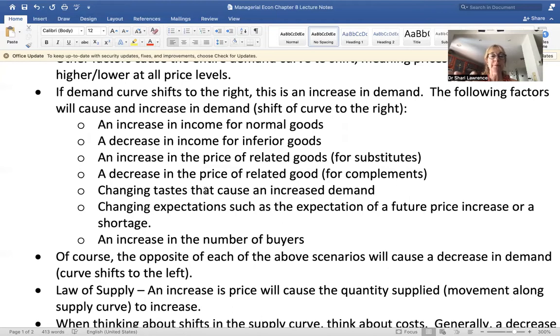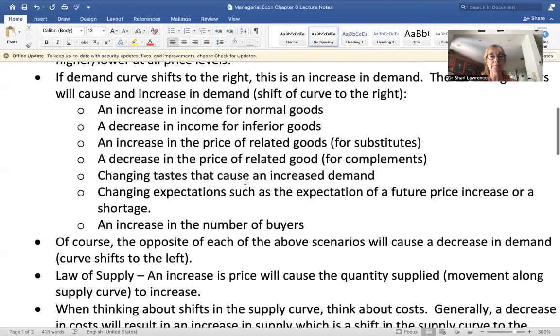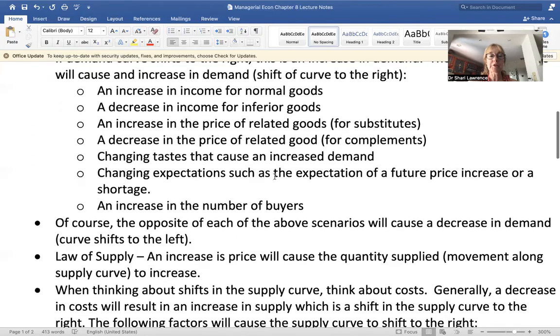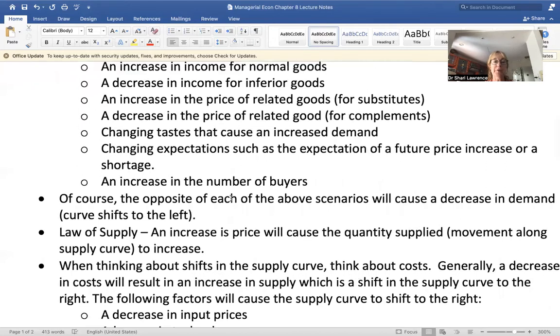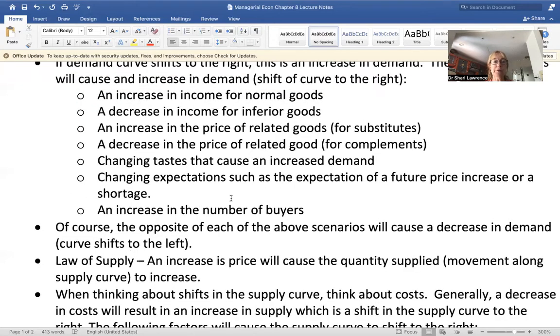So changing taste in a positive way, obviously. And changing expectations, like if you think there's going to be a future price increase or a shortage in the future, that'll cause demand to increase. All right, and then an increase in the number of buyers. So think about more people are buying electric cars, that's causing an increase in demand for electric vehicles. Okay, so of course the opposite of each of these scenarios will cause a decrease in the demand and the curve to shift to the left.